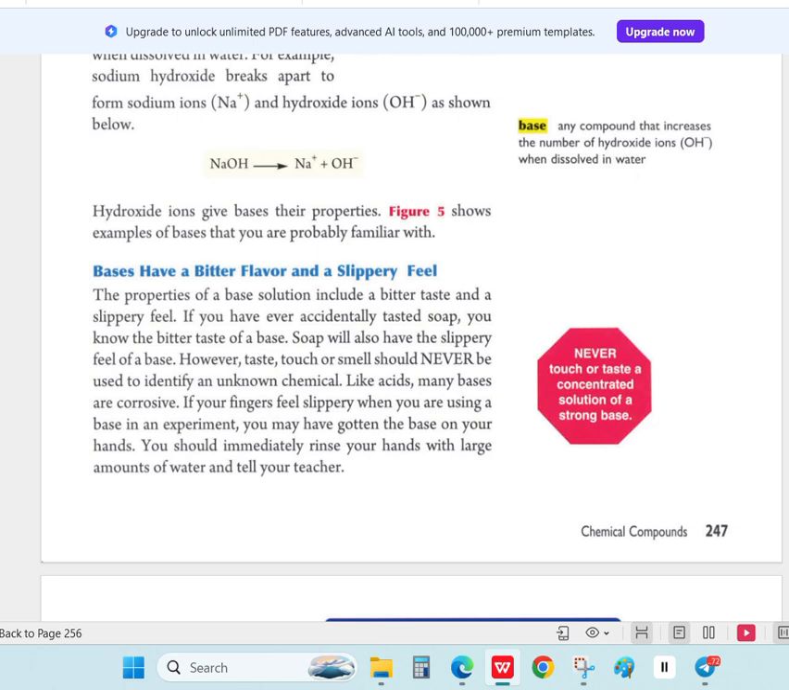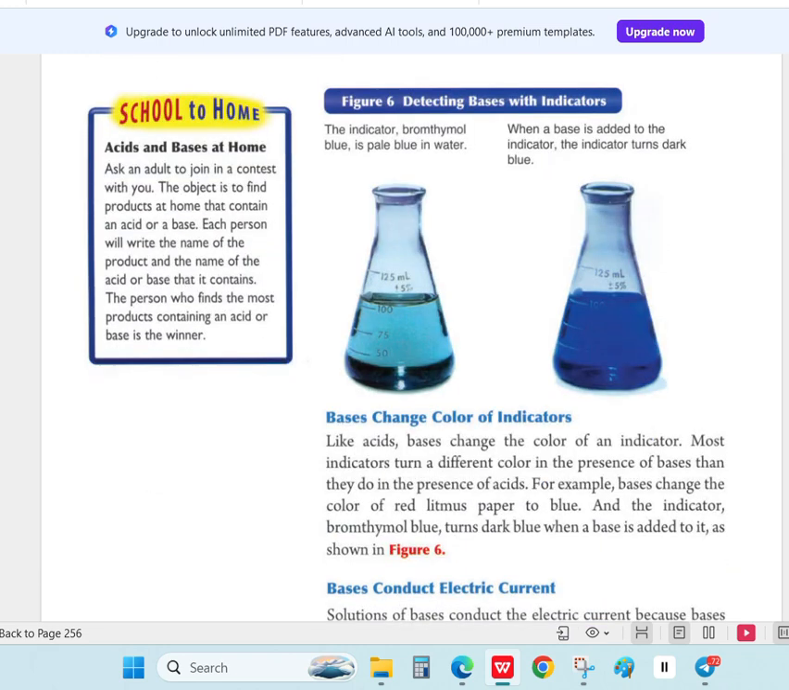We can know by using an indicator. An indicator is any material that changes its color in the presence of an acid or a base.